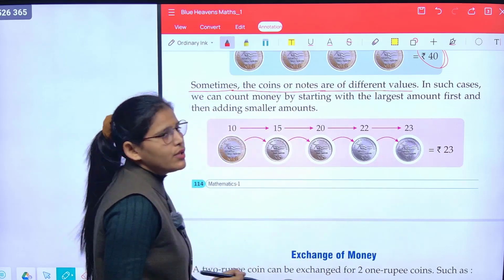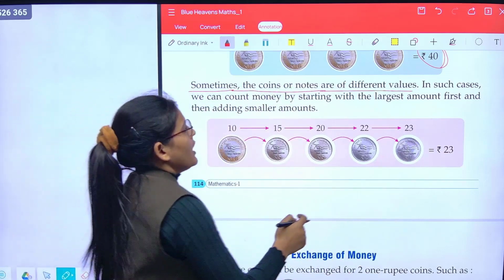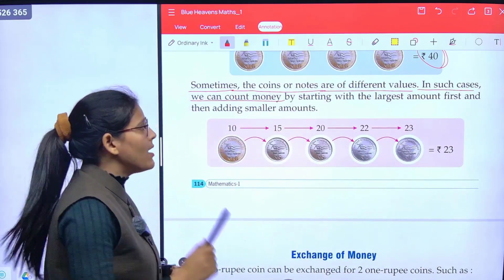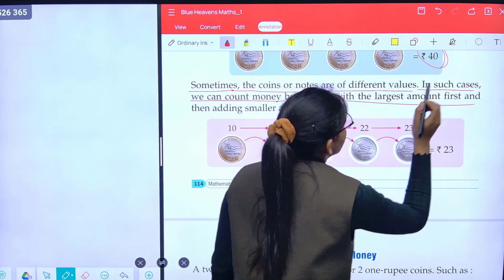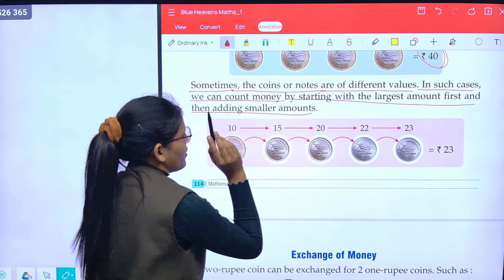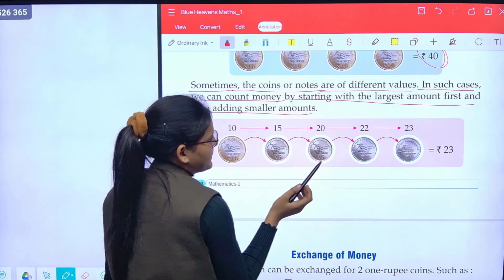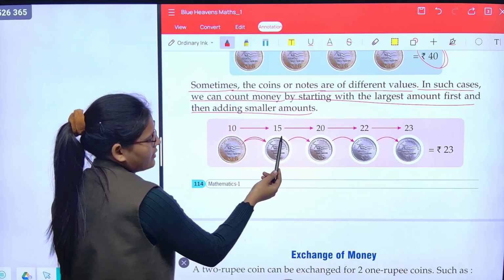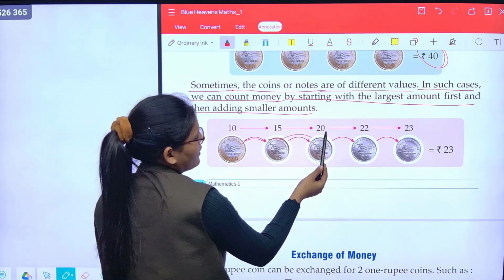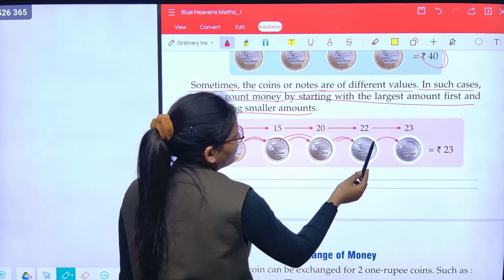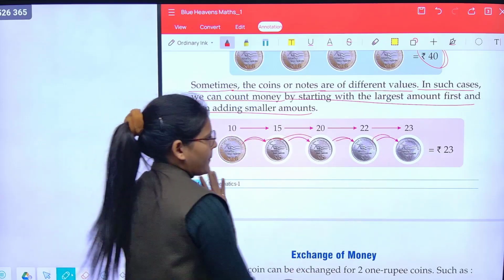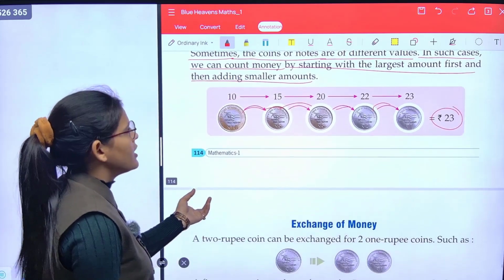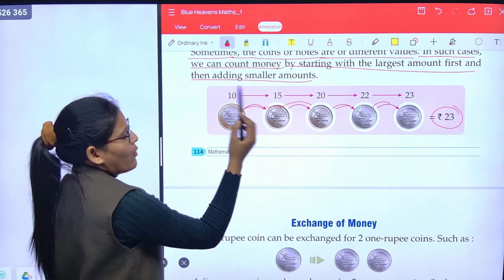जो notes होते हैं और coins होते हैं उनकी value different होती है. In such cases we can count money by starting with the largest amount first and then adding smaller amounts. Okay, class. Larger amount 10, then 15, 15 plus 5 is 20, 20 plus 2 is 22, 22 plus 1 is 23. तो हमने पहले larger amount से smaller amount को count किया.